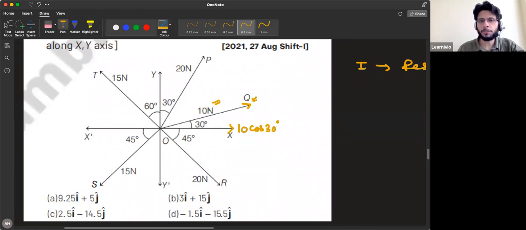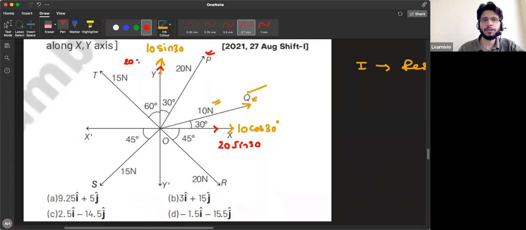Similarly, we can take the component of 10 Newton along y-axis. So what will be the component along y-axis? It will be 10 sine 30. So this is done. Just like this Q, we have to resolve each of the individual vectors. Priyadarshini, what will be the component of this 20 Newton along x-axis? 20 sine 30. Very good. 20 sine 30, yeah, because the angle is 30 degrees with y-axis. And along y-axis, this will be 20 cos 30.